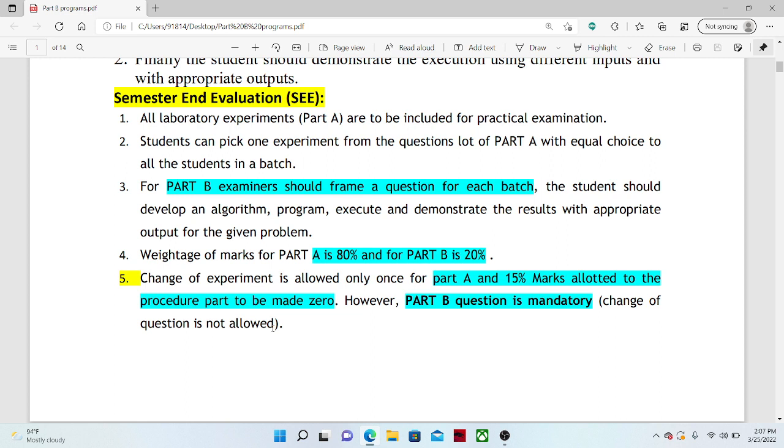Suppose any student changes a program, then whatever marks were allotted for the procedure part become 0, and the change of experiment is allowed only once. However, the part B question is mandatory, so change of the question is not allowed.